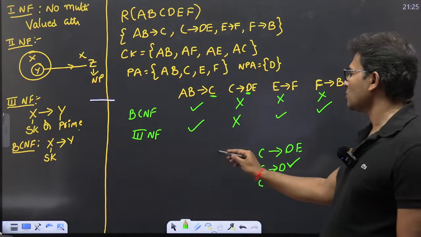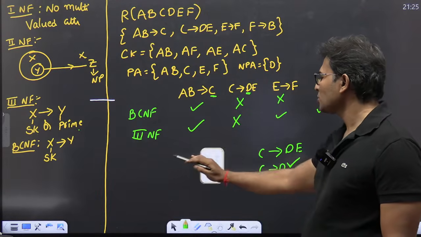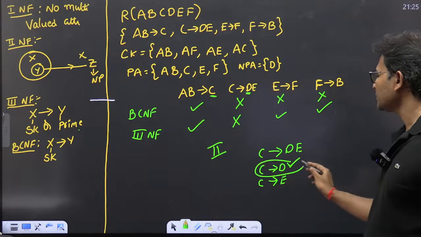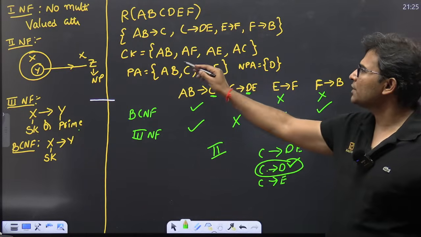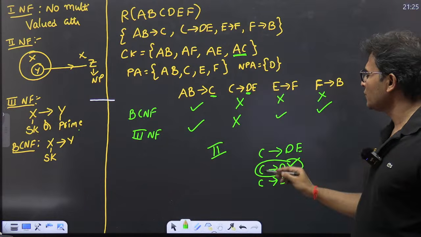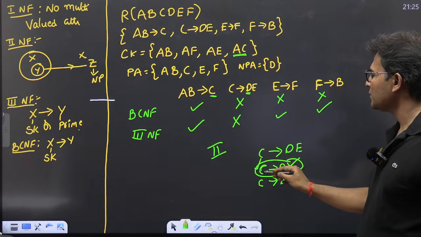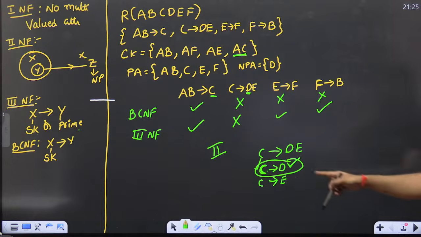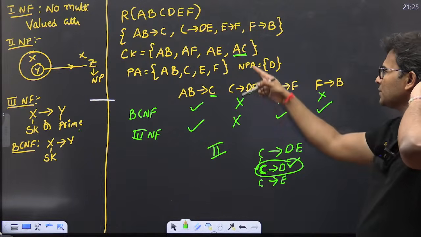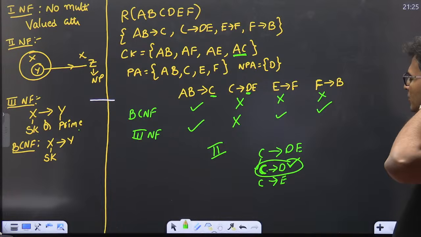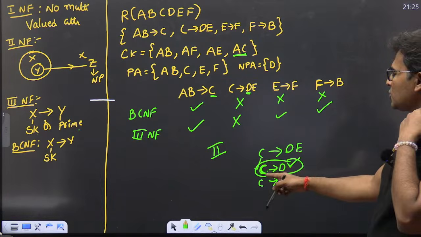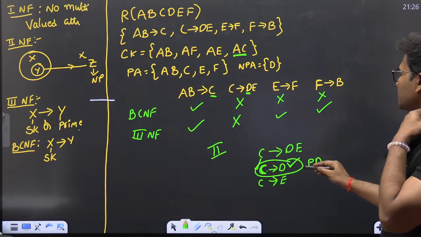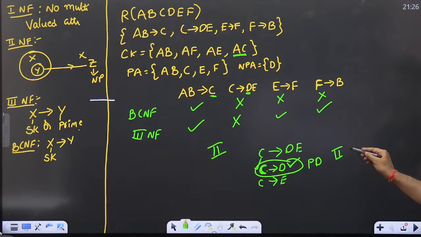Now go for second normal form. In second normal form also, you don't have to check completely. You can observe that we are getting C determines D, which means part of a key is determining a non-prime attribute. Therefore, this is a partial dependency. So since there is a partial dependency, it is not in second normal form.